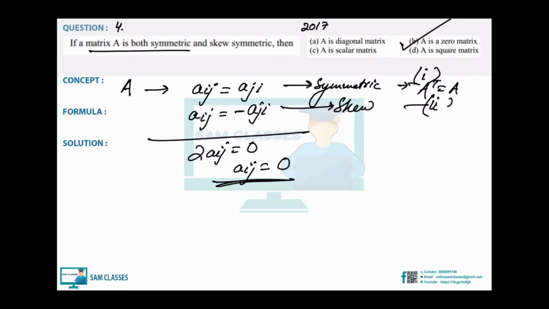A matrix which is both symmetric and skew symmetric, you don't have to solve each time. It's always a zero matrix. Very fast you can do it.